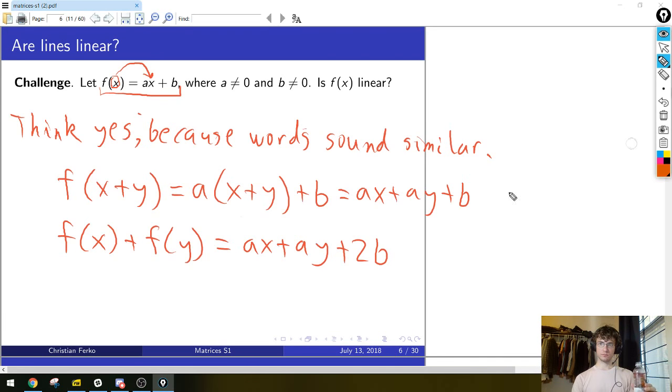Now, are these two lines the same? No, but they are parallel. They're parallel, but b and 2b, assuming b is not equal to 0, are not equal. So, in fact, the answer is no.